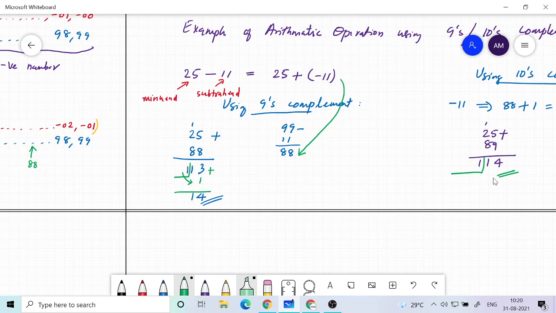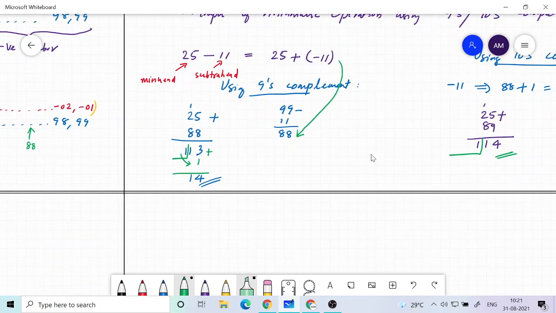But if you look at the 10's complement form, instead of 88 you will be standing at 89. When you take 11 steps, you will reach 100, and then from 100 you go 14 steps, you will reach 140. Okay, so when you discard the carry, you get the right number. That is basically the relationship which we have here.